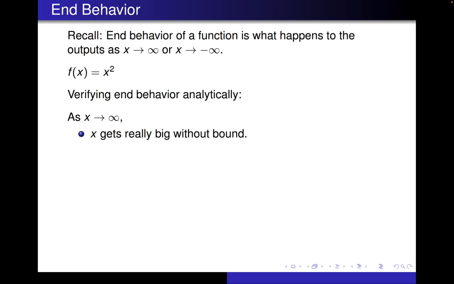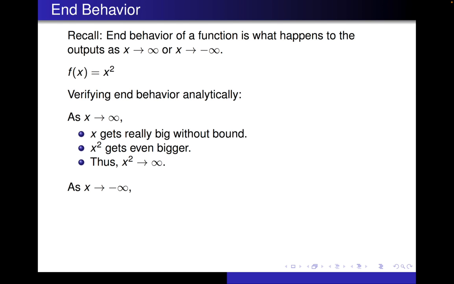Well, remember, x going to infinity means x is getting really big without bound. x can get as big as you can imagine, and even then, even bigger than that. Well, when we square x to get x squared, that's still a big number without bound. In fact, it's even bigger than the x. If I square 1,000,000, it's going to be way bigger than 1,000,000. Which means that x squared is going to infinity as x goes to infinity. And therefore, the outputs go to infinity.